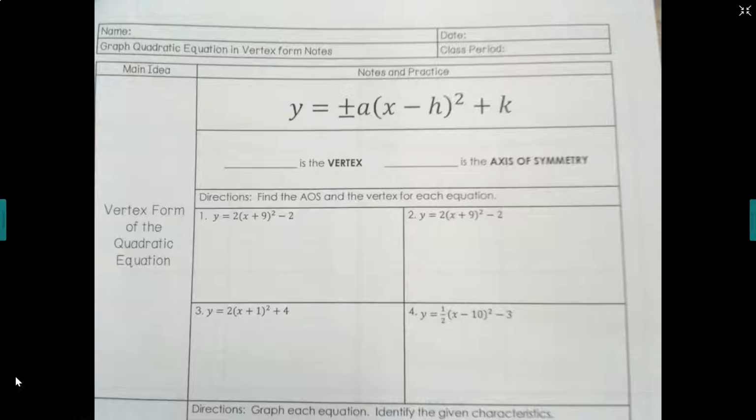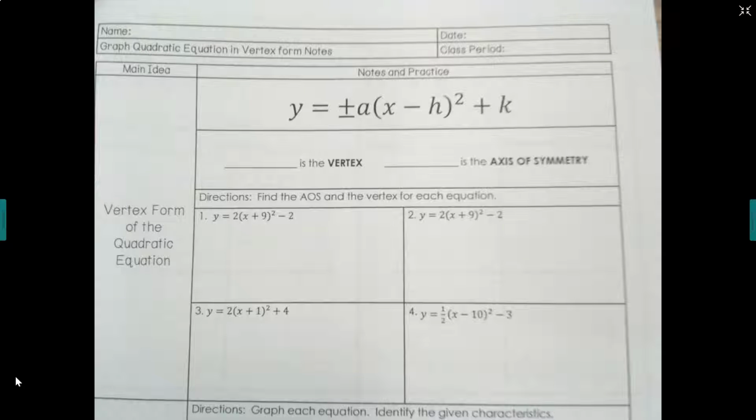Welcome to this video on graphing quadratic equations in vertex form. By the end of this video, you should be able to graph a quadratic function when given the vertex form of the equation and identify key characteristics of a quadratic graph such as the axis of symmetry, vertex, domain, range, zeros, and intercepts.